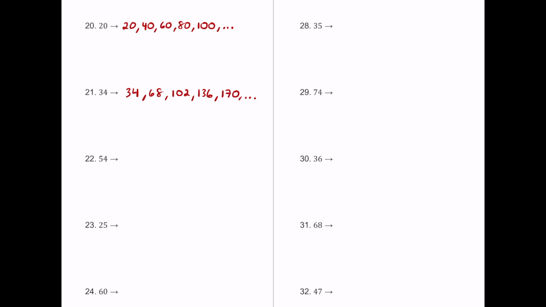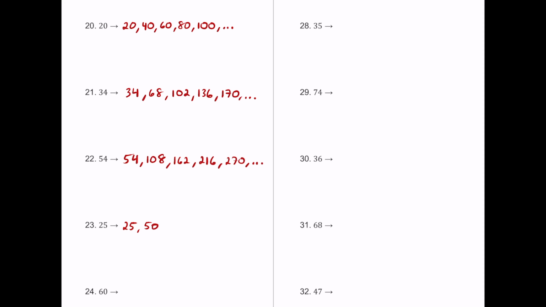For number 22, we have 54. If we add another 54 onto that, that's going to be 108. Adding another 54 on is going to be 162. Adding another 54 on is going to be 216. And finally adding another 54 on, that's going to be 270. First 5 multiples.